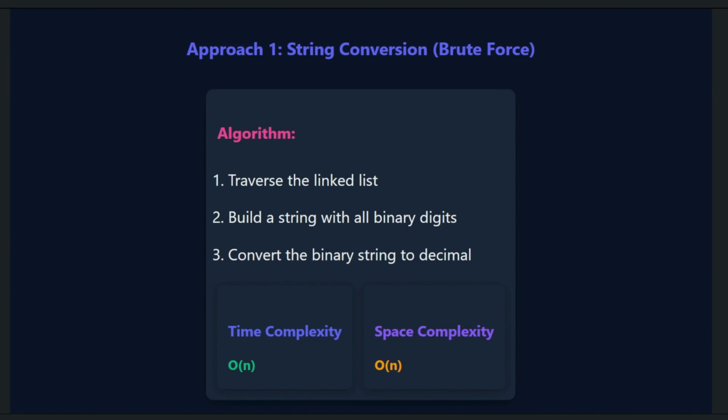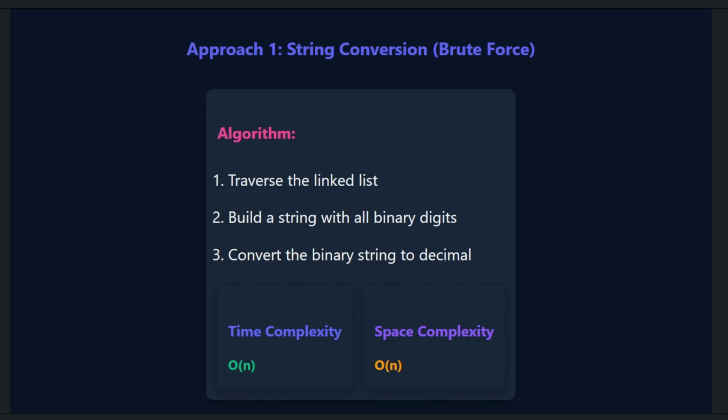First, we traverse the entire linked list and build a string containing all the binary digits. Then, we convert this binary string to a decimal number. This approach is intuitive and easy to understand, perfect for interviews when you need a working solution quickly.